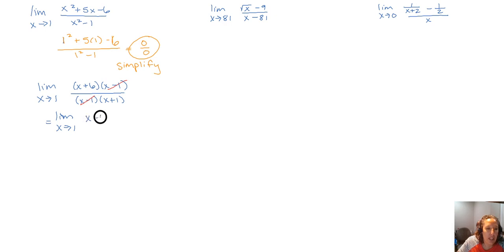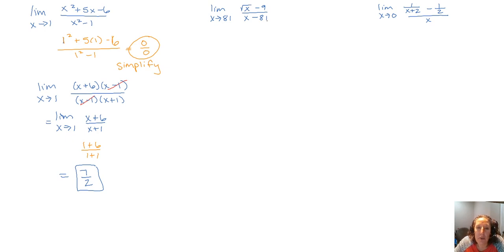And so we get that this limit is going to be the same as the limit of just the remaining terms. And now, when we plug in that x equal 1, we're going to get 1 plus 6 over 1 plus 1, and that does give us a real number. And so we get that this limit is equal to 7 over 2. So if we were to graph this and look at the graph as x is approaching 1 from the left and the right, both values would get closer to 7/2 or 3.5.